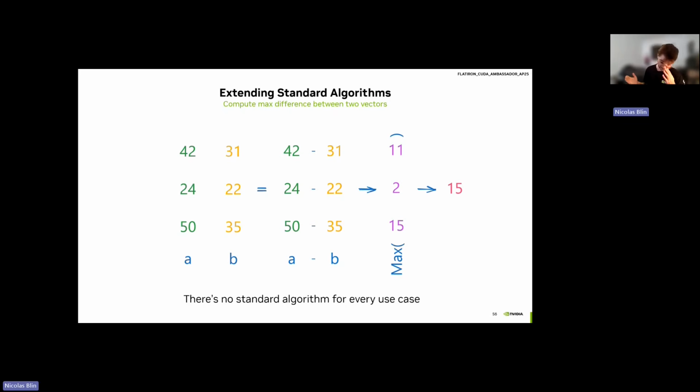So we don't have a Thrust minimum temperature algorithm, right? That's too specific. That's okay. You can compose algorithms in order to achieve the same results. Again, doing so on the GPU.